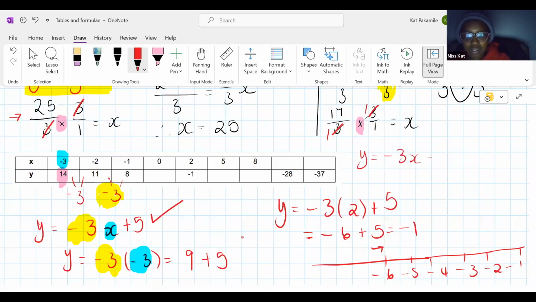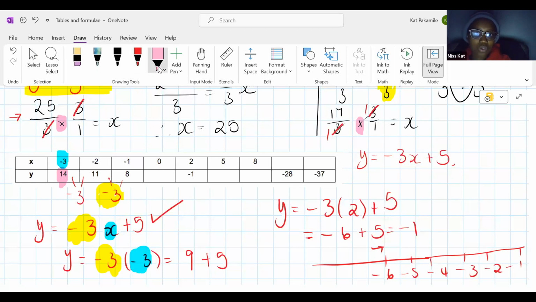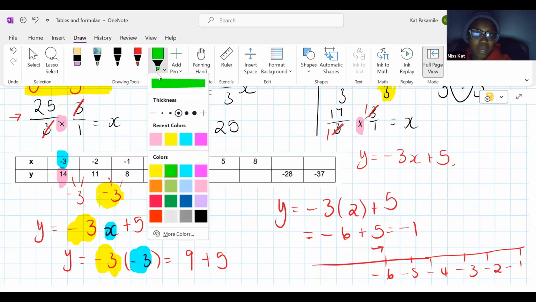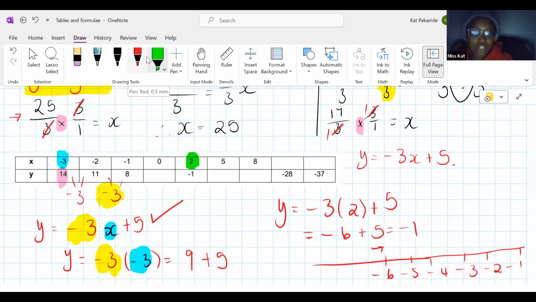-3x plus 5. So if I want to check the solution for 2, is this 2? Let me highlight it for you. I need you to tell me, is it my input or my output? Check in the table. Input, ma'am. It's your input. So am I going to substitute it where I have an x or where I have a y? An x.